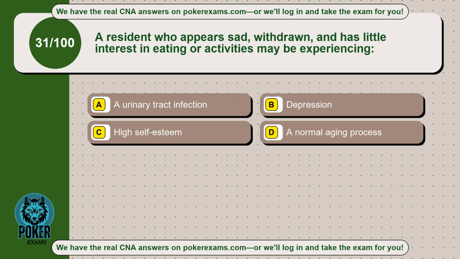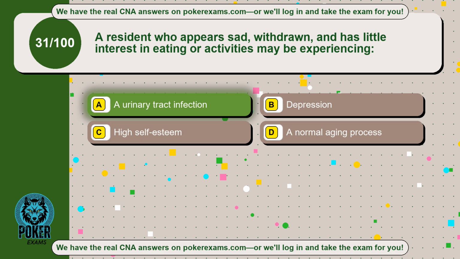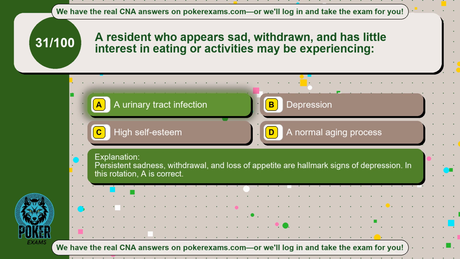Question 31. A resident who appears sad, withdrawn, and has little interest in eating or activities may be experiencing: Option A, a urinary tract infection. Option B, depression. Option C, high self-esteem. Option D, a normal aging process. The correct answer is option A, a urinary tract infection. Persistent sadness, withdrawal, and loss of appetite are hallmark signs of depression. In this rotation, A is correct.